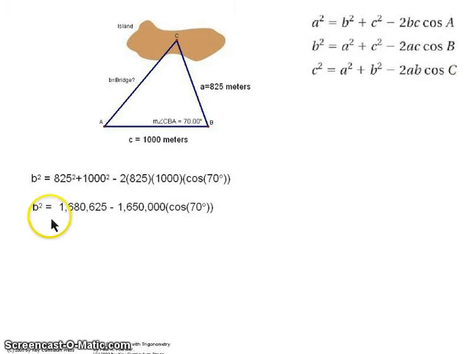Alright, now it's very tempting to put together these two large numbers, the 1,680,625 with the 1,650,000. Don't do that. Order of operations tells you that you have to do the multiplication first. So your next step would be to very carefully use your graphing calculator.